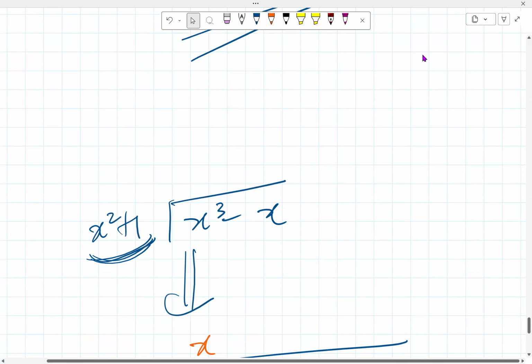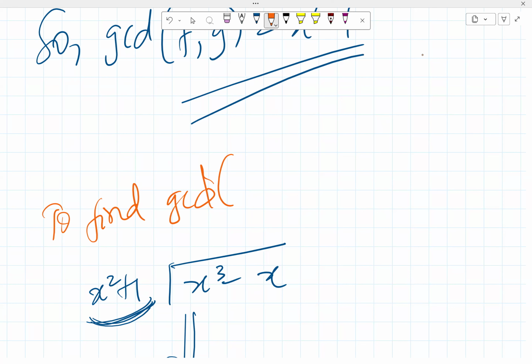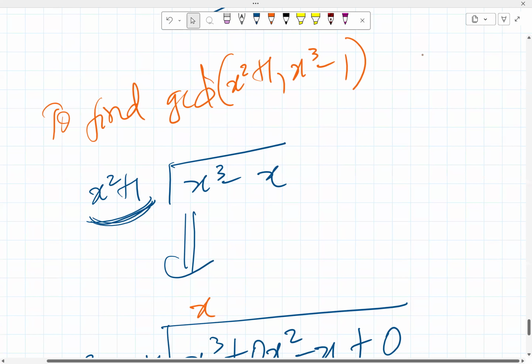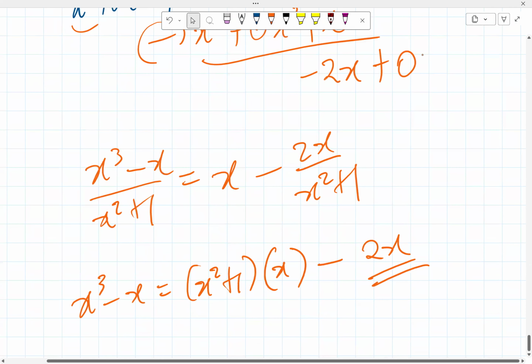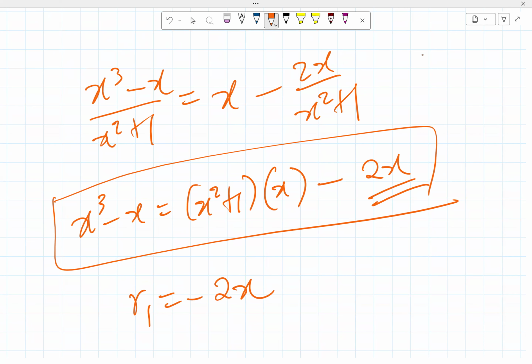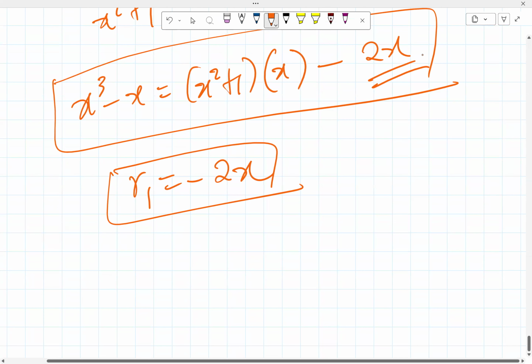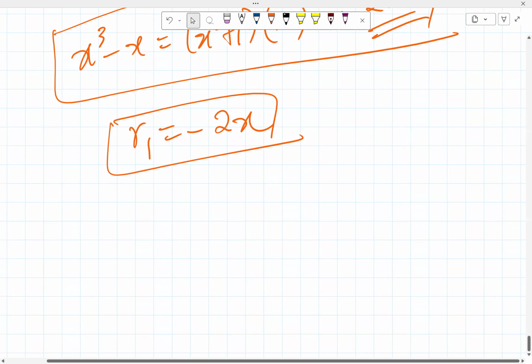Now the deal is we want to find the GCD of x² + 1 and x³ - x. That's why we started. We divide by the smaller power, which we have done, and we got this expression right here. So we have a remainder r1, and our remainder r1 is -2x, as you can see from here. That's our first remainder r1. Now that we have remainder r1, what do we do next?